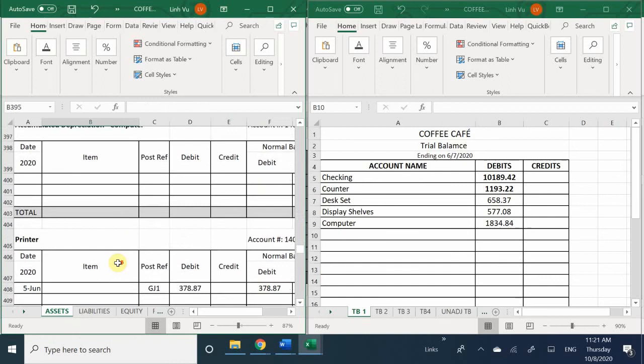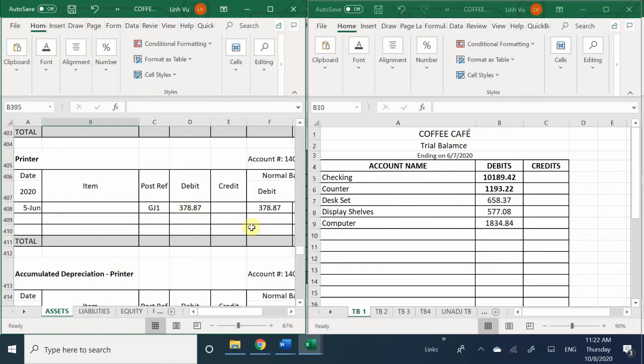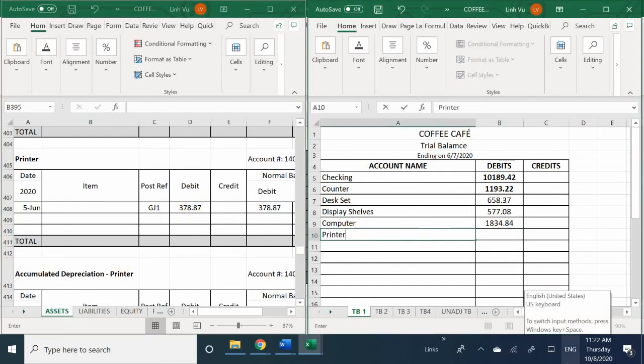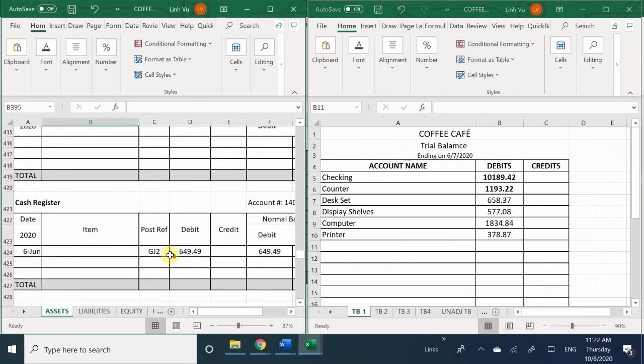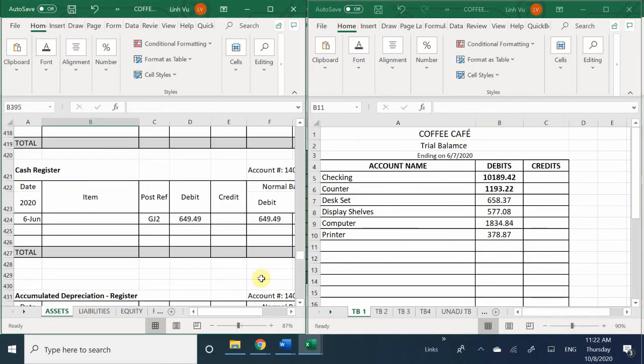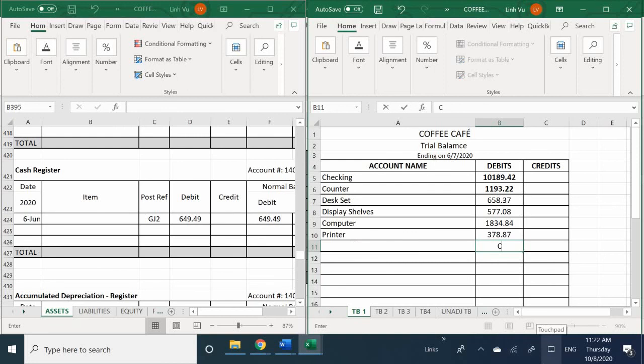All right, what happened next? Did we also get a printer? Yes, we did. We did in fact get a printer, for how much? Correct. Right? And then lastly, did we get a cash register? Yes, we did. For $649.49. Okay.